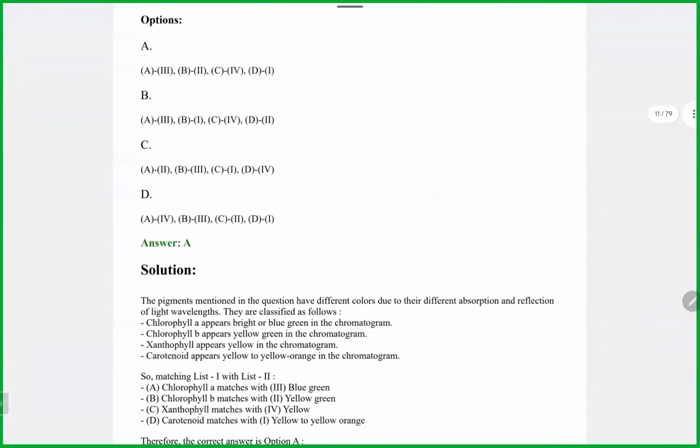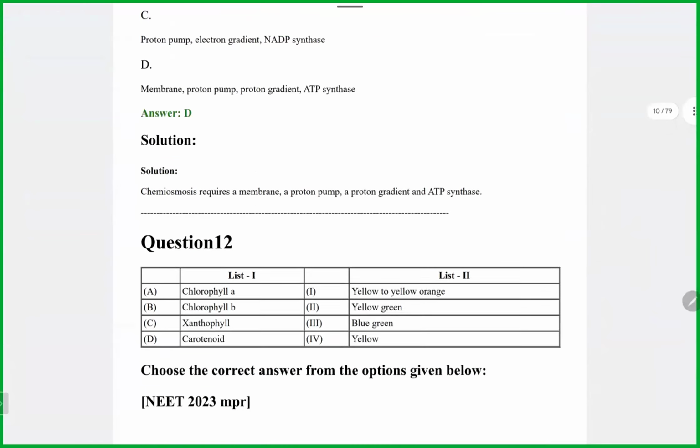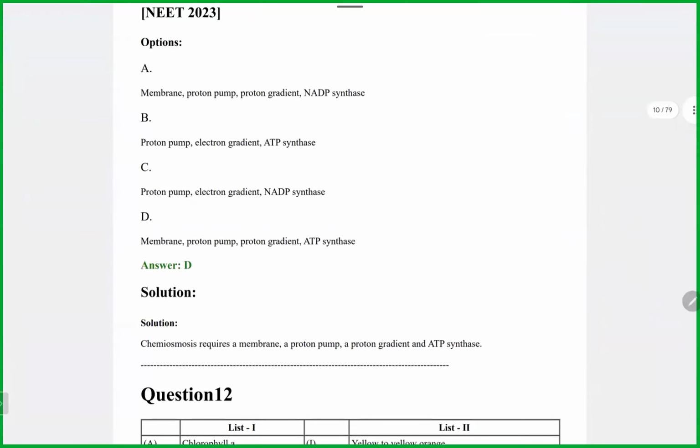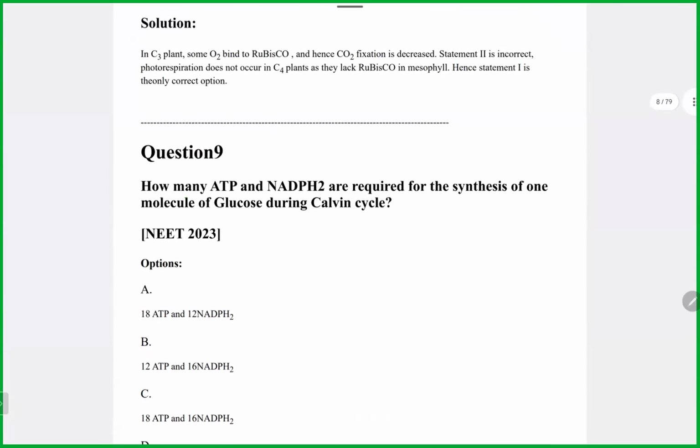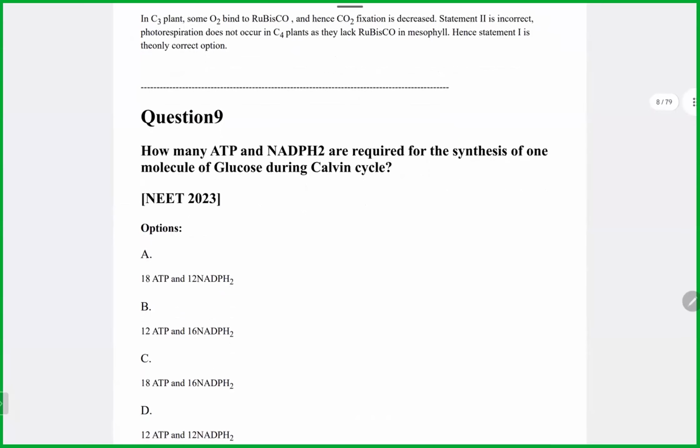So why did you say options are not good? Because if they give 3 ATP and 2 NADPH, then you will be confused. Here it was straightforward. If it is given 3 ATP and 2 NADPH, then also the answer would be 2 ATP and 2 NADPH, right? Yes, but people will think, because they read so much that in one Calvin cycle there are 3 ATP and 2 NADPH, so they will try to mark that also. Yes, sir.